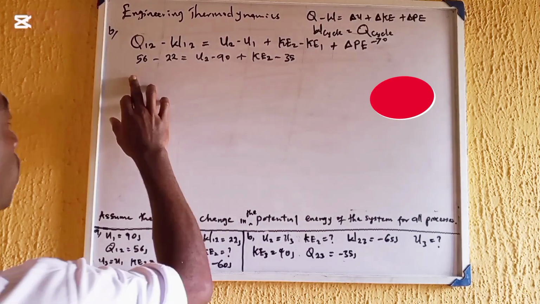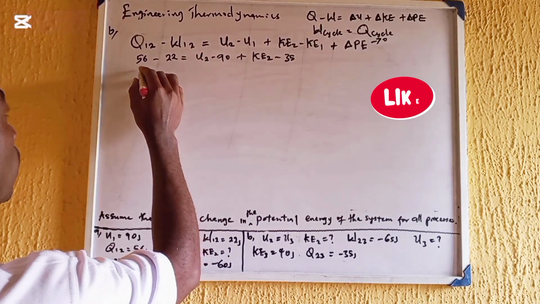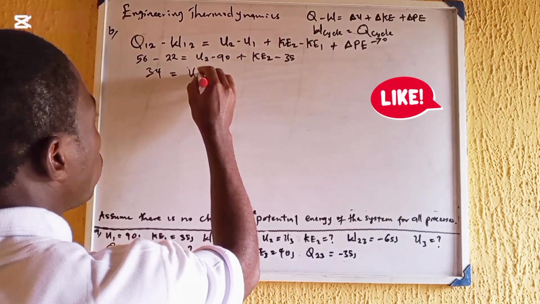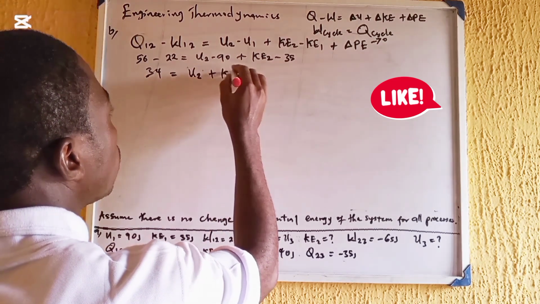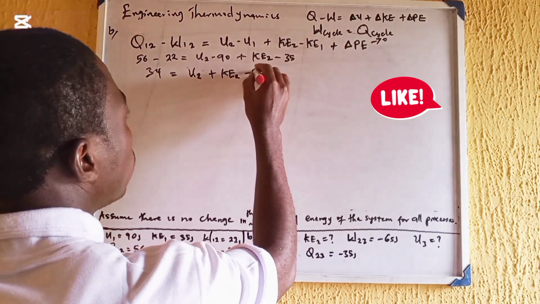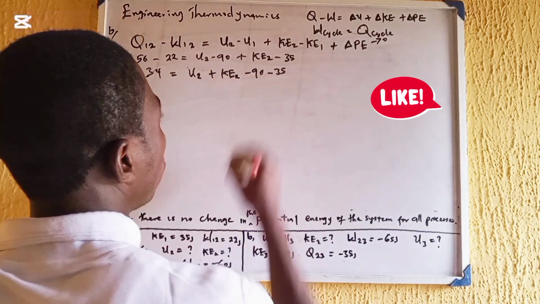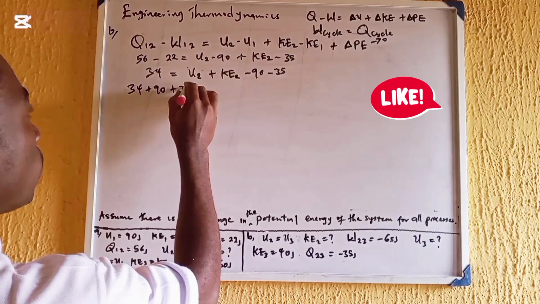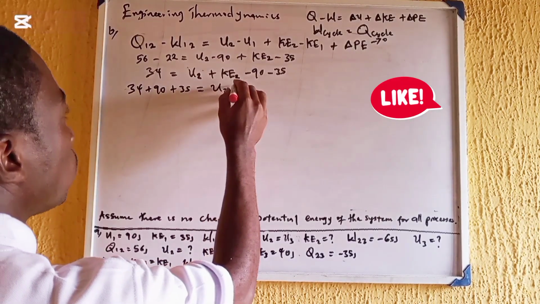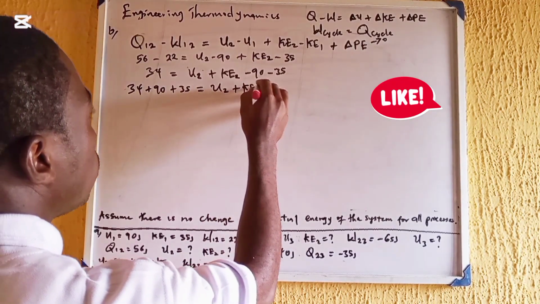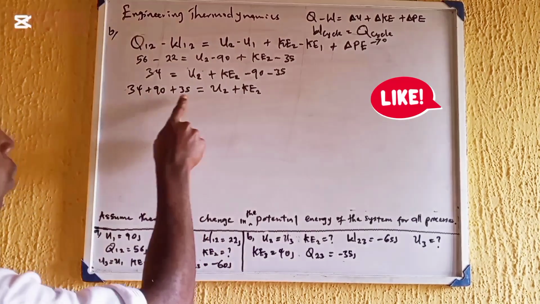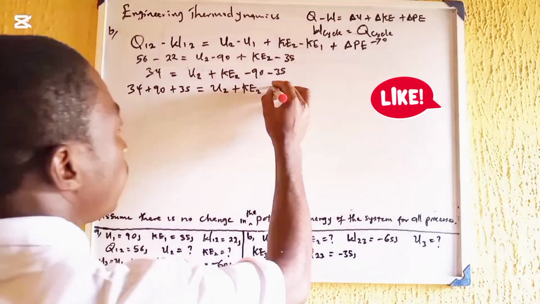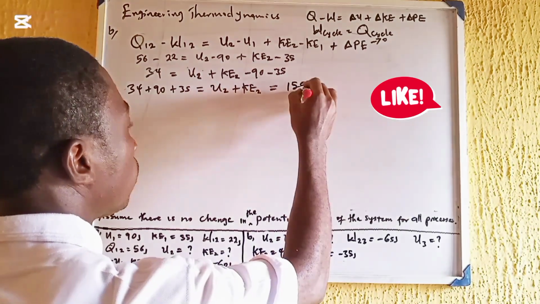So we're having 56 minus 22. That gives us 34, which is equal to U2 plus KE2 minus 90 minus 35. So 34 plus 90 plus 35 is equal to U2 plus KE2. 34 plus 35, that's 69. 69 plus 90, that gives us 159.